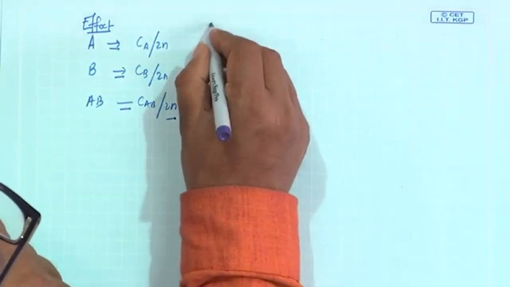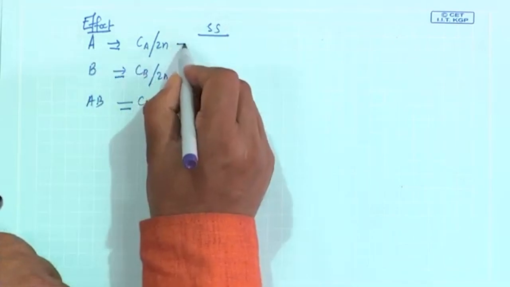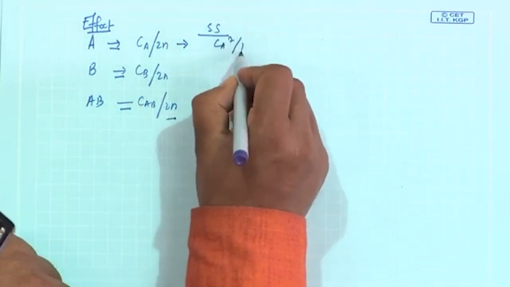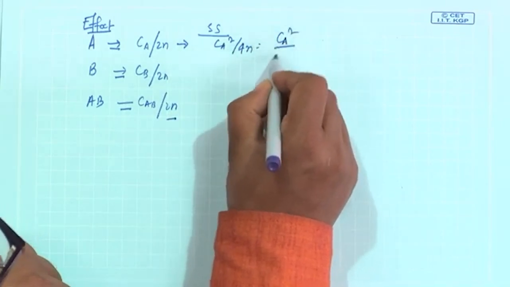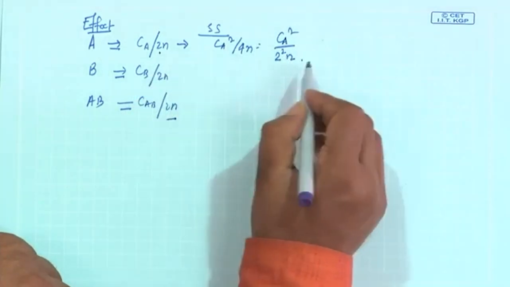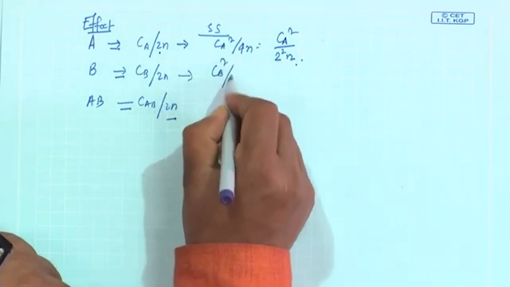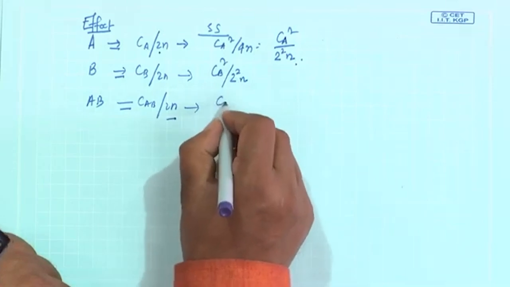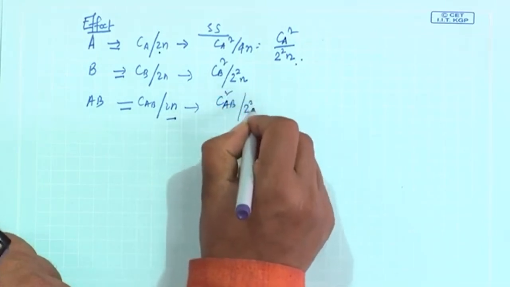If you want SS, then what will happen? For A, the SS will be contrast square by 4n, which means I can write contrast square by 2 to the power 2 times n. This is C B square by 2 to the power 2 into n, and this will be C AB square by 2 to the power 2n.